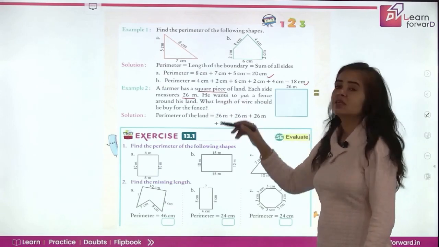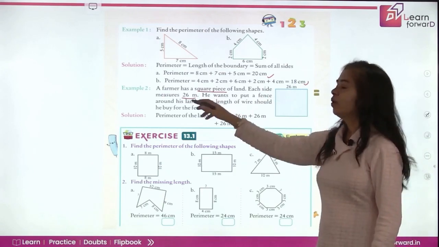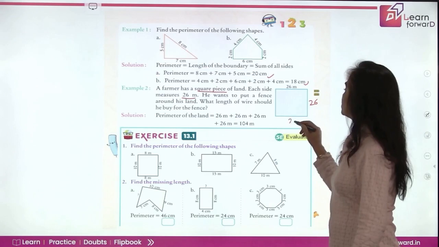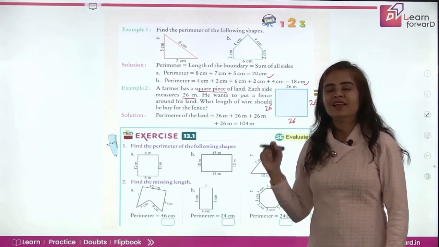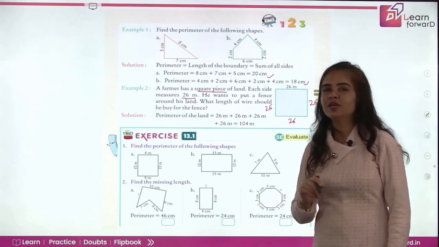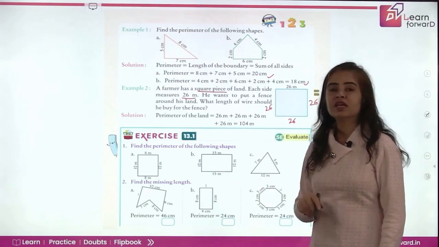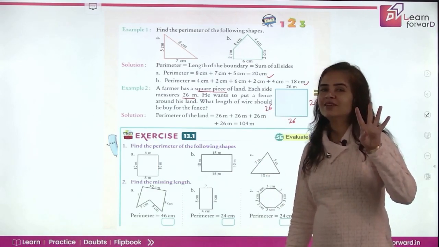So this is the square piece of land. That means each side will be 26 meters. So 26 plus 26 plus 26 plus 26. What are we doing, children? Let me give you a shortcut to it here. We are adding 26, 26, 26, 26 every time. How many times? 4 times. So what is it? Do you see?